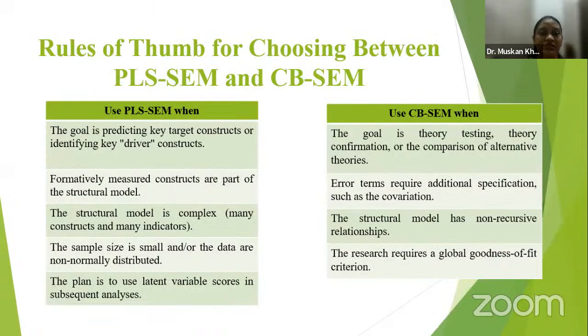So, the rule of thumb for choosing between PLS-SEM and CB-SEM. As I already told you, when your aim is to identify the key driver construct, or the goal is to predict a new construct or a new model, you have to go towards PLS-SEM. When your goal is to test a particular theory, or to compare or confirm a particular theory or alternative theories, you have to choose CB-SEM, that is covariance-based SEM, which we have in AMOS.